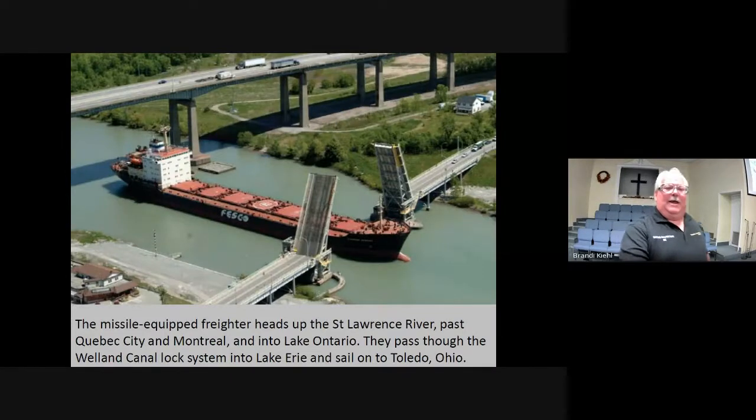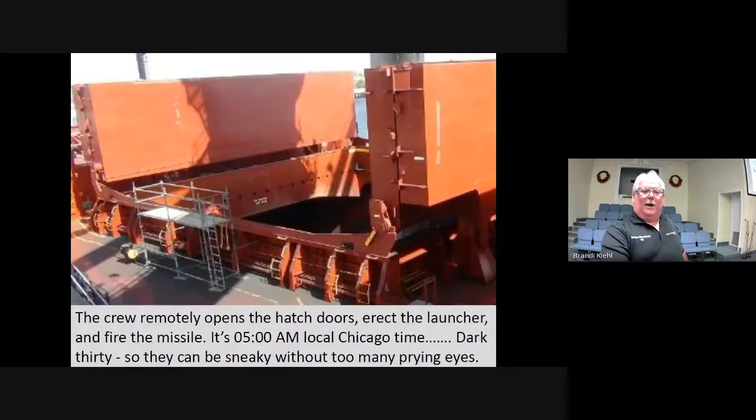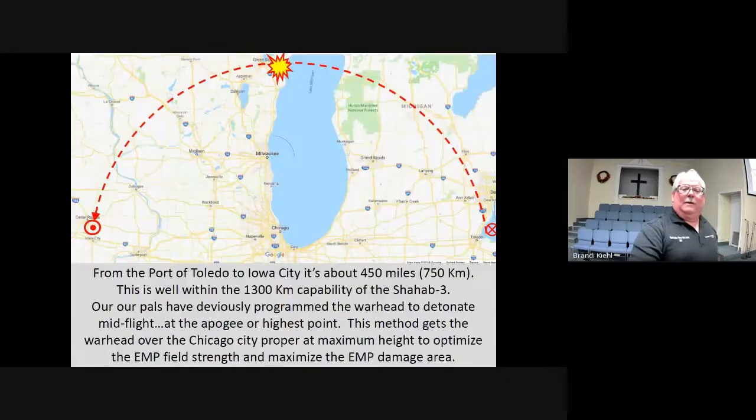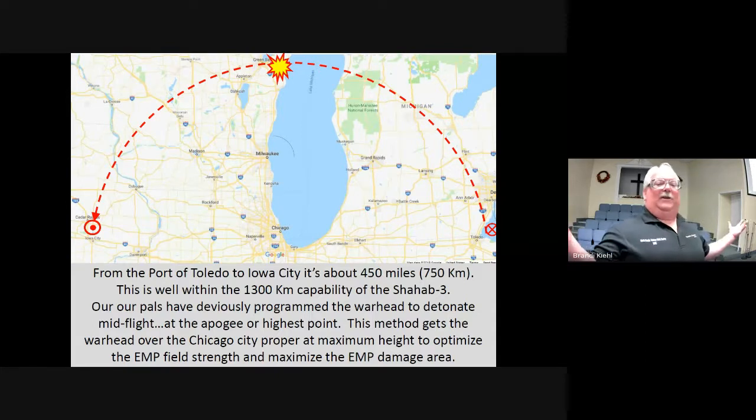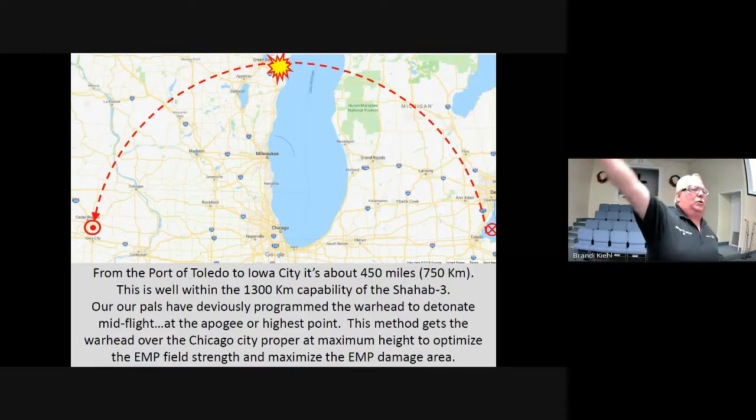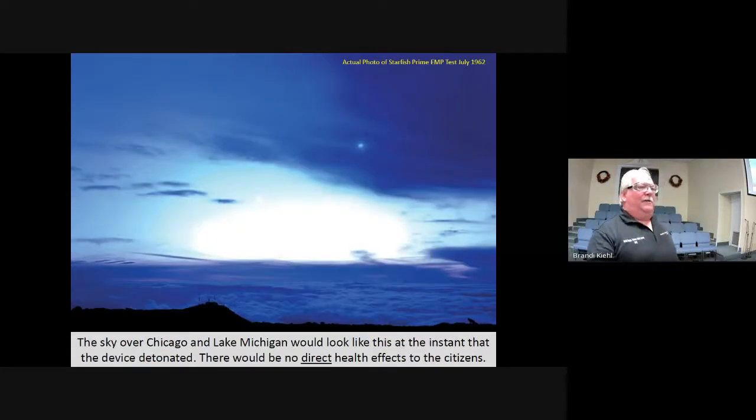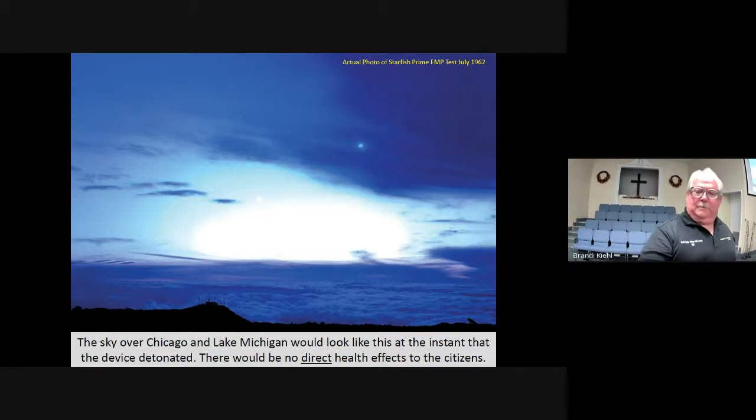So you have this ship, and it goes up the St. Lawrence River and past Quebec and Montreal into Lake Ontario, through the lock system and over to Toledo, Ohio. And then you open the lids, and like a good neighbor, you fire your missile with a nuclear device on it, aimed in this case at another city in Ohio. You program the device to go off at the apogee, the peak of the missile's travel, hundreds of miles up in the air, ideal for creating an EMP pulse. The people on the ground aren't going to see anything but a flash. Poof, that's it. And then the lights go out.